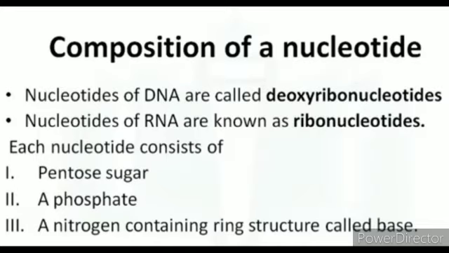Nucleic acids, DNA and RNA, consist of a sugar molecule. If it is DNA, deoxyribose sugar. If it is RNA, ribose sugar. It is a 5-carbon compound, a pentose sugar. DNA contains deoxyribose sugar and RNA contains ribose sugar.